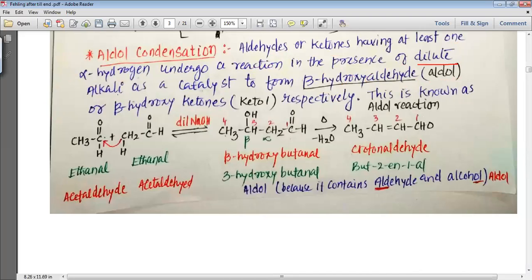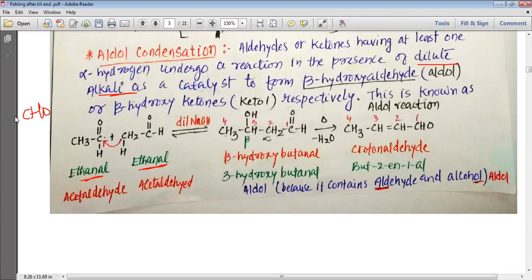We'll see which compound we can choose as a dilute alkali. So first, let us understand this reaction with an example, my dear students. You can see these. Here we have ethanol. Here we have another molecule of ethanol. I have just written the same molecule in two different manners. In the first, I have shown this CHO group.